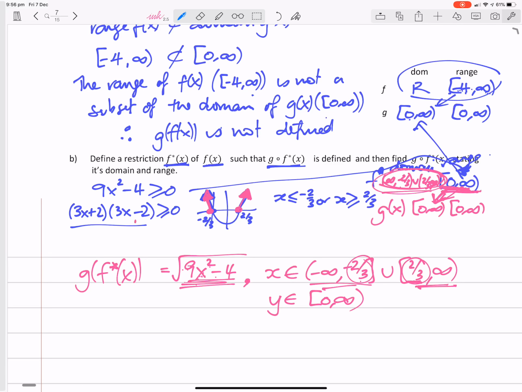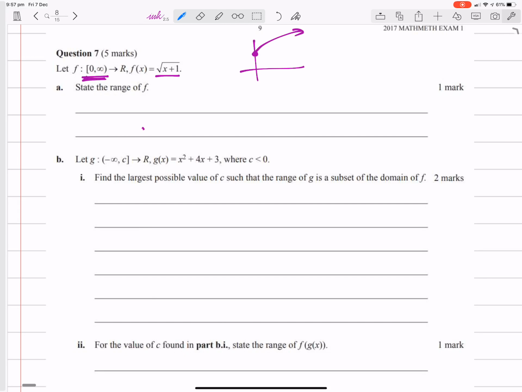Okay, so here we've got a function. It's defined from 0 to infinity. So don't just assume it's a maximal domain. Here it's from 0 to infinity. So if I was to put in 0, I would get 1. If I was to put in 1, I would get root 2. So it's going to be increasing. So our range of f is, we start from 1 to infinity.